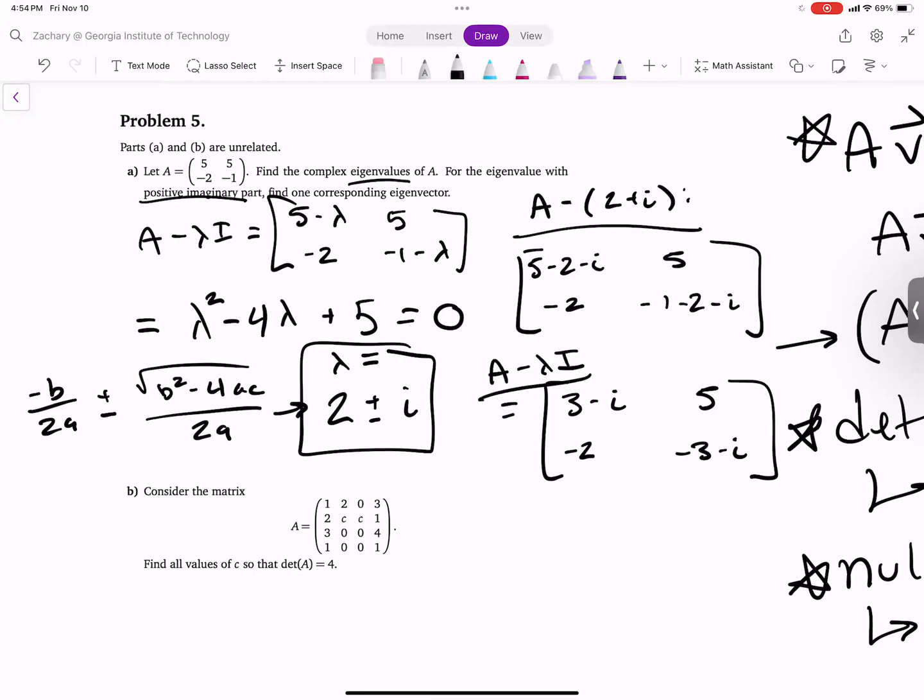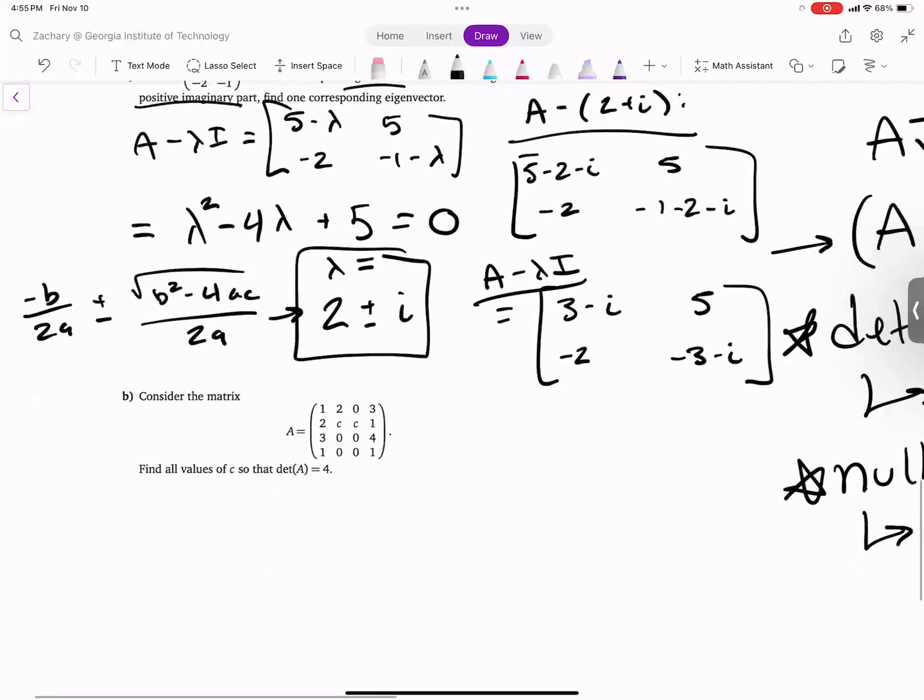What did we decide about A minus lambda I from the get-go? How did we pick our lambdas? What is the determinant of A minus lambda I? 0, right? So, is this matrix going to have a free variable? Yes. It's not invertible. It's going to have a free variable. It's a 2 by 2, so how many free variables can we have? 1 or 2, but we have numbers in this one, so we're going to have exactly 1.